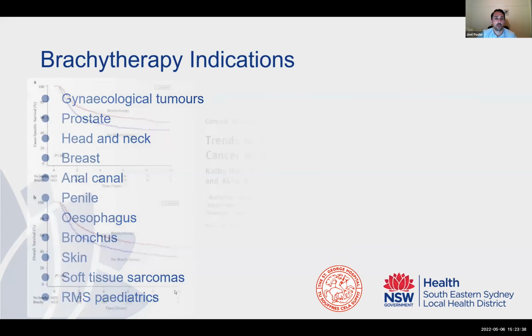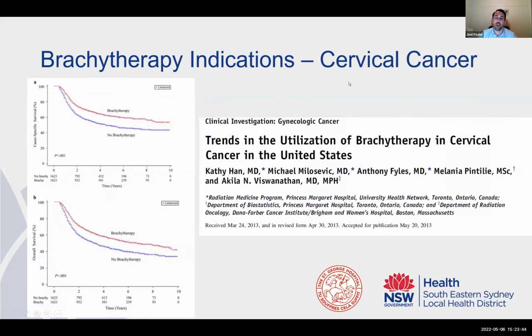So I'd just like to touch on the top two indications from my previous slide, that being cervical cancer and prostate cancer. So I've taken these Kaplan-Meier curves here from this publication from the group here at Princess Margaret Hospital. And basically they looked at trends in utilization of brachytherapy in cervical cancer patients in the United States. And you can see from the Kaplan-Meier curves here, we have cancer-specific survival and overall survival from the cohort of the patients that were looked at in this study. And you can see the significant improvement in overall survival, as well as cancer-specific survival, when brachytherapy was utilized as a portion of the treatment.